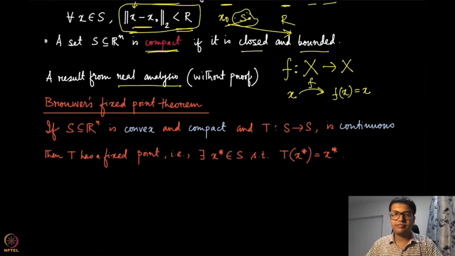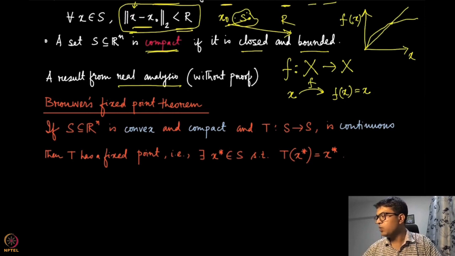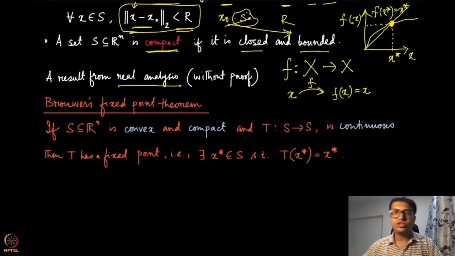you get F(x), and that value is nothing but x itself. If you want to draw a figure in two dimensions, suppose we have a function F of x. On the y-axis we are plotting F(x), and on the x-axis we have x. Then a fixed point is the point where it crosses the y equal to x line. So this point here is a fixed point because at this point, whatever x star is, the value of F(x star) is nothing but x star itself. Therefore, we call that point a fixed point.